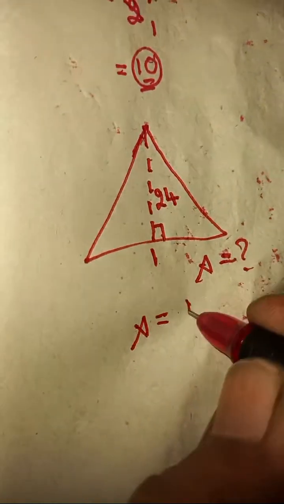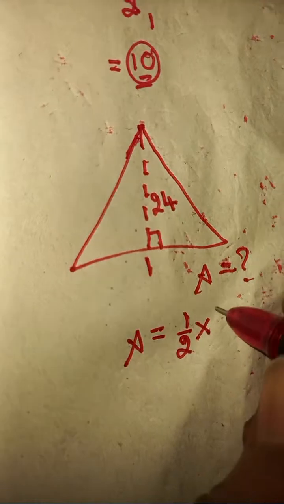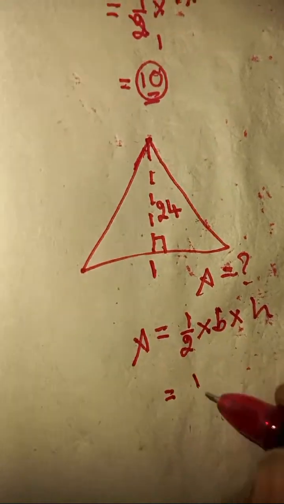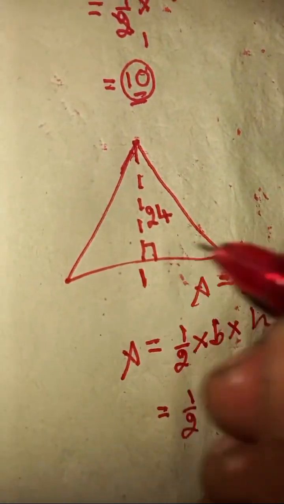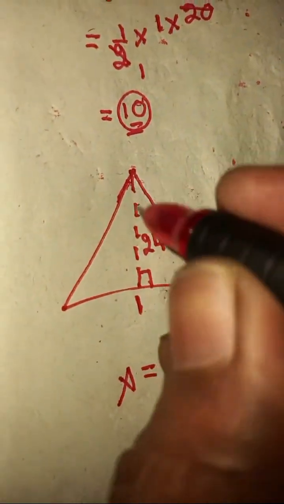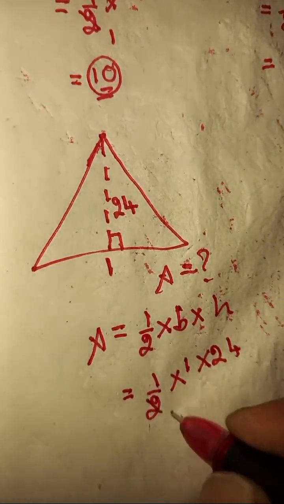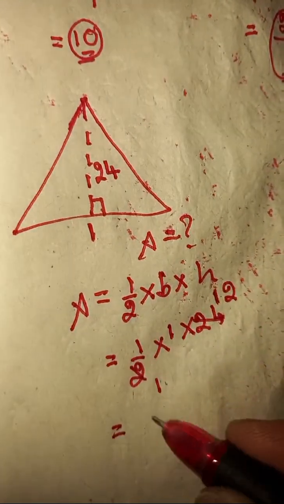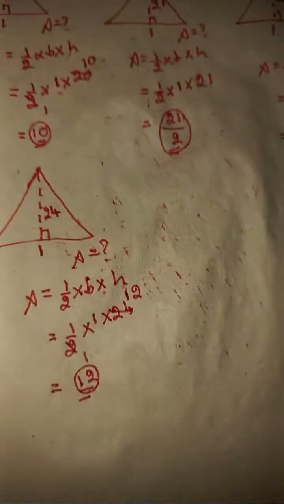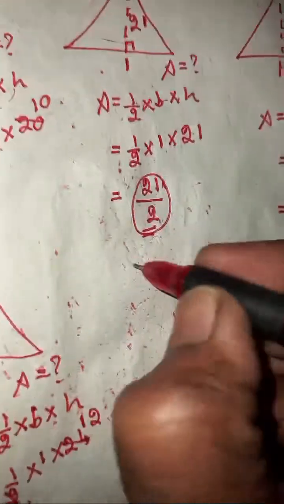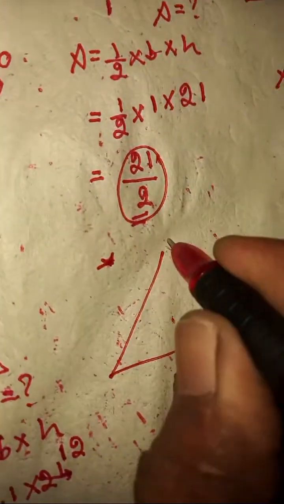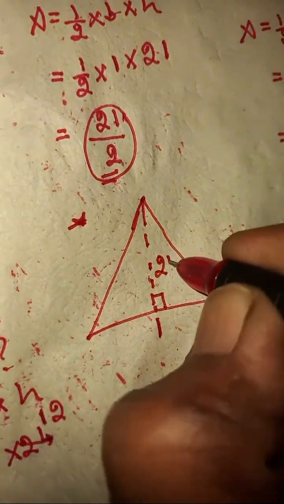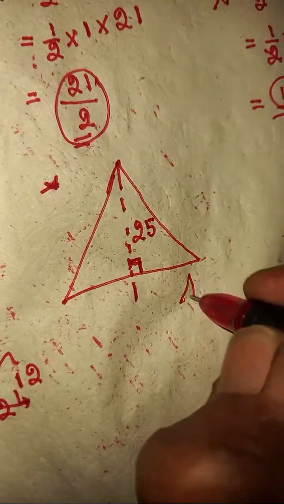Area equals half times base times perpendicular height. So it is half times the base length, which is 1 units, times perpendicular height, which is 24 units. 2 1 times, 2 1 times, 2 2 2 times 4 is 12. 1 times 1 times 12 means 12 square units. Let's take one more triangle. In this triangle, they have given base as 1 units and the perpendicular height as 25 units. And you're going to get what's the area.